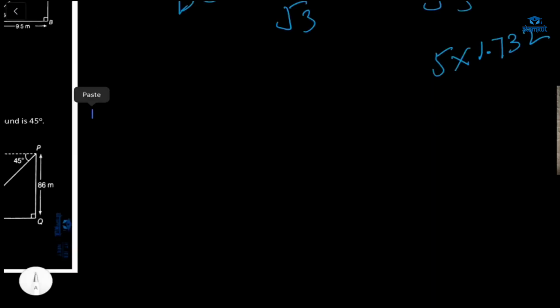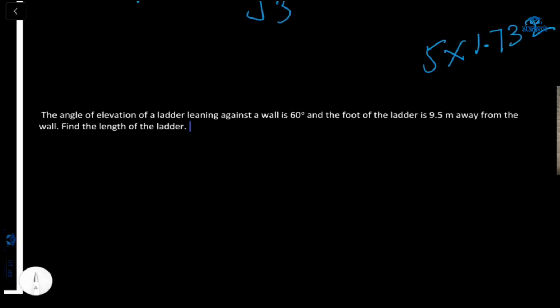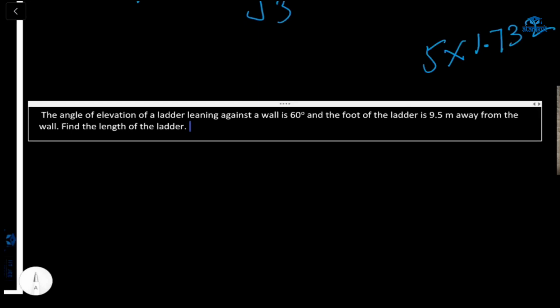So question number 4. The angle of elevation of a ladder. Everybody just try to solve this question and then I am going to ask the answer. The angle of elevation of a ladder leaning against a wall is 60 degree and the foot of the ladder is 9.5 meter away from the wall. Find the length of the ladder. Everybody do this question. I will ask in 5 minutes, and I will start from Rudronia, Safia and then Shazan, this way.